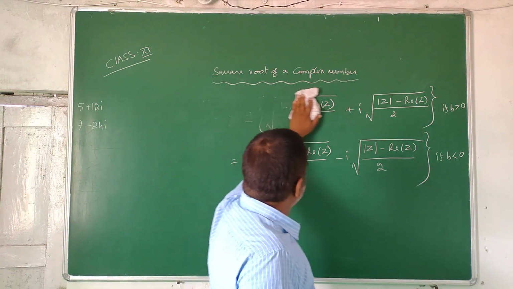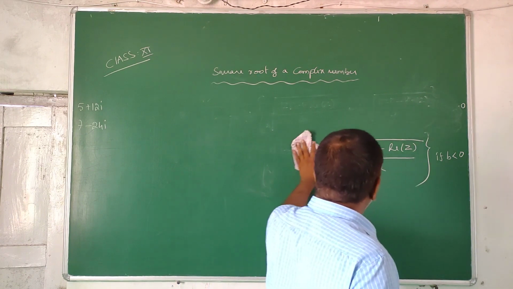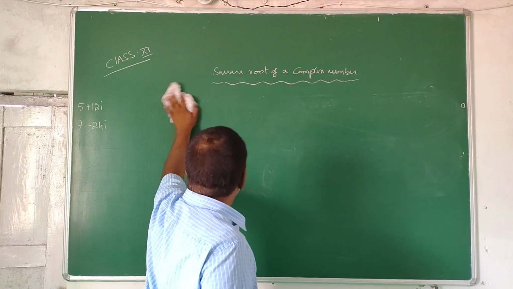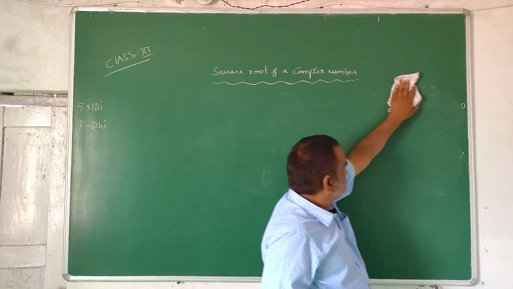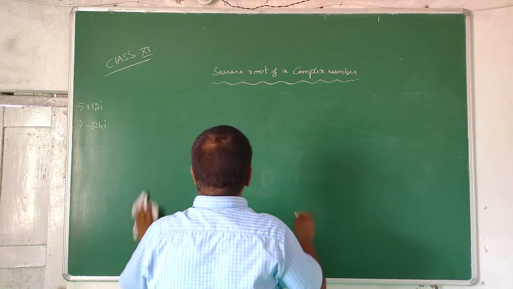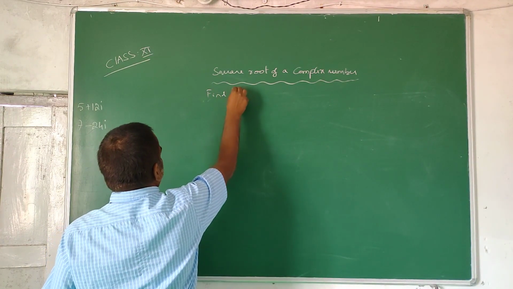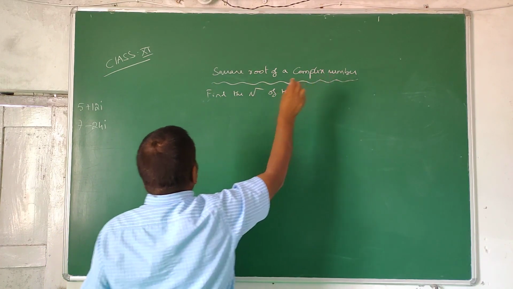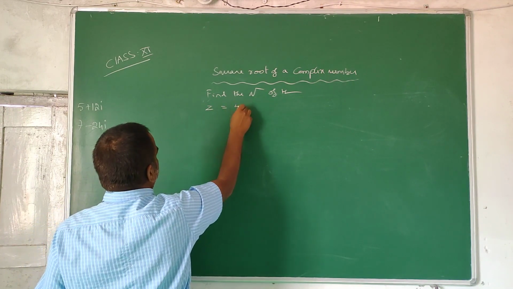Find the square roots of the following complex numbers. That is our heading. First question, z is equal to 5 + 12i.